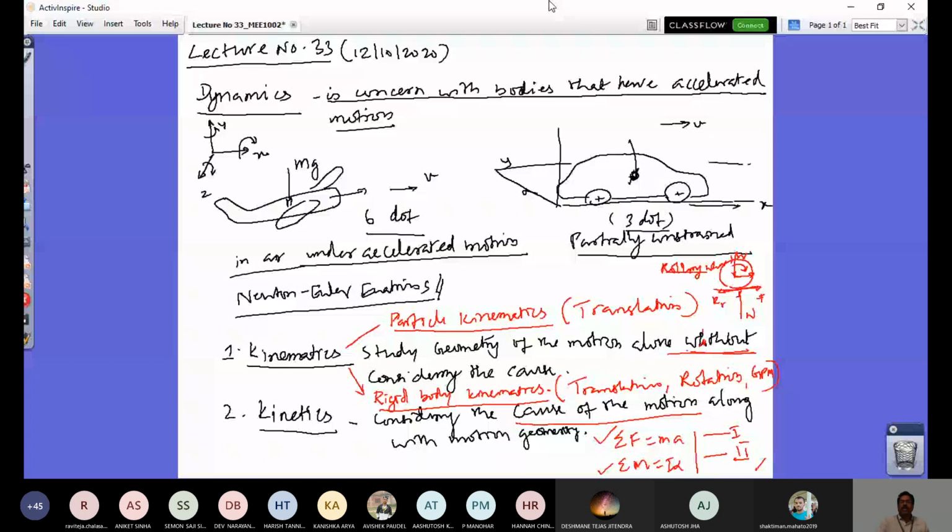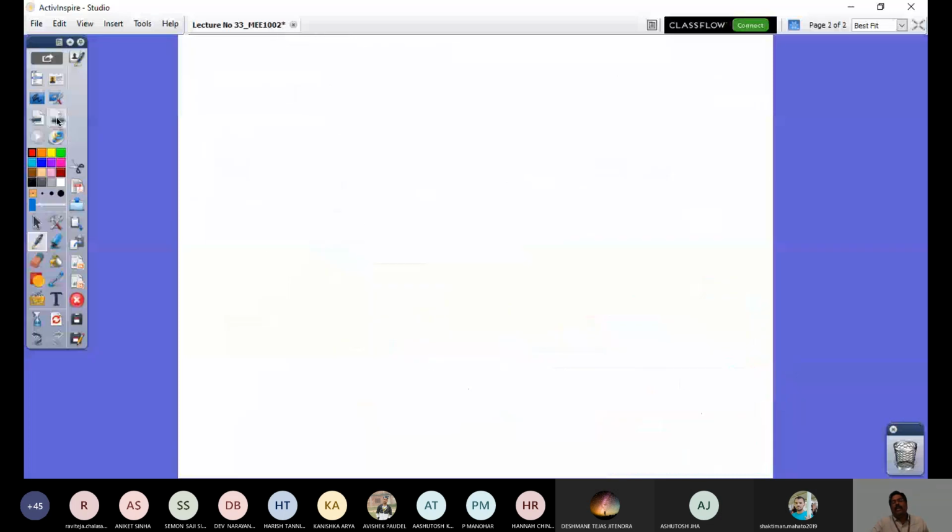So this is, in brief, what you are going to look at in your coming classes, and we will have maybe the first 4-5 lectures for kinematics, and then the remaining lectures for kinetics to conclude our learning of this course. So now, kinematics.